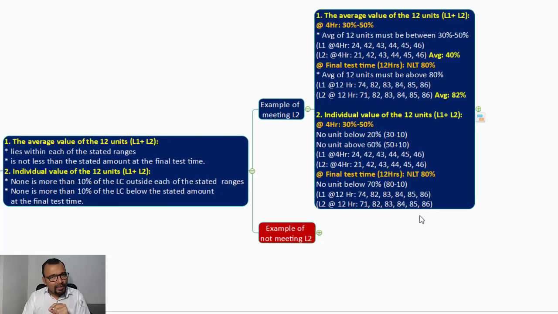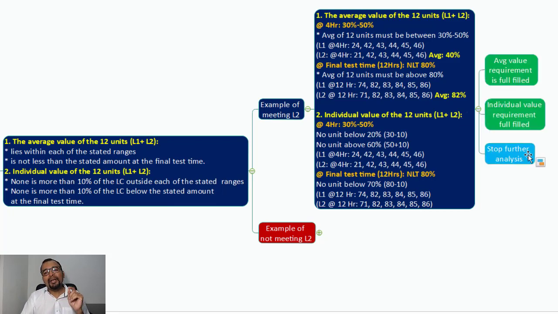So is there any unit below 70%? Look at the data, and the lowest value is 71%, which is still above 70. So can I conclude that my dissolution result has met the average value requirement and also the individual value requirement, so that I can stop further analyzing the dissolution testing, and I can conclude that my drug product has met the L2 stage acceptance criteria.